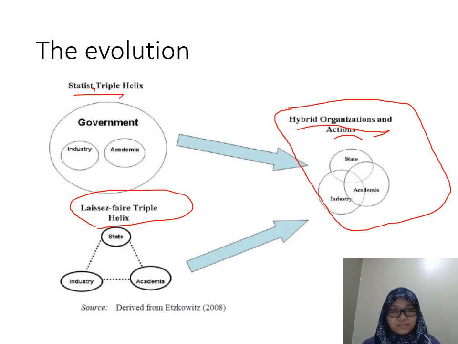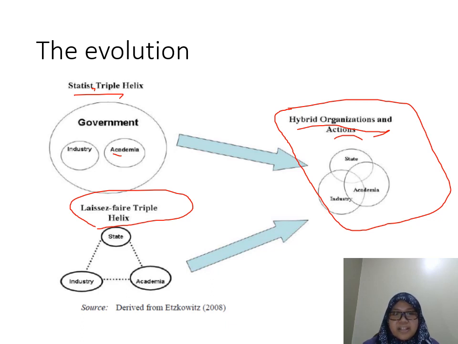Anyway, in the statist triple helix, statist actually refers to the state. It means that the government controls the industry and academia. So the government organizes these actors, the industry and academia, to encourage innovation. Usually industry is the main champion in innovation, whereas academia just does the teaching and academic research. So that is the statist triple helix model.